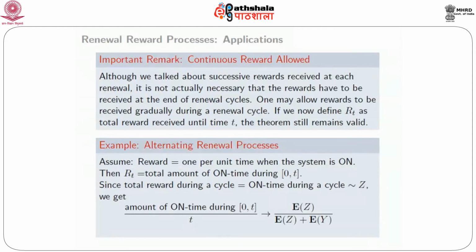So you see, applying this result, we are now able to show that the amount of on time during 0 to t divided by t, that proportion, converges to E[Z] over E[Z] plus E[Y]. Now this is not so unexpected or surprising. As t grows, the proportion of time, out of the whole time, that the system was in the on stage, in the long run becomes expected on time divided by expected length of the cycle.